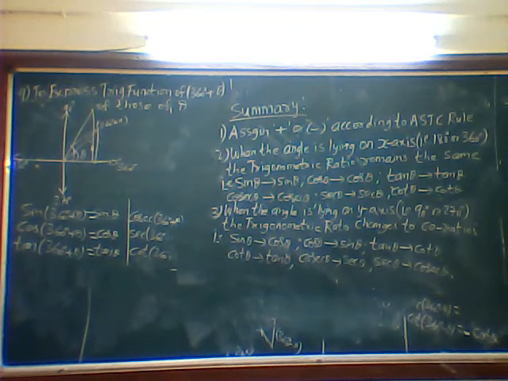So first we are going to assign whether it is plus or minus according to the ASTC rule. According to that rule means in which quadrant it is lying. Next, we will look at the angle. If the angle is lying on the x-axis, the ratio remains the same. Next, if the angle is on the y-axis, the ratio changes to its co-ratio. That's all. Got it?